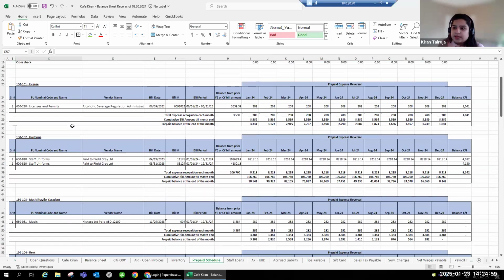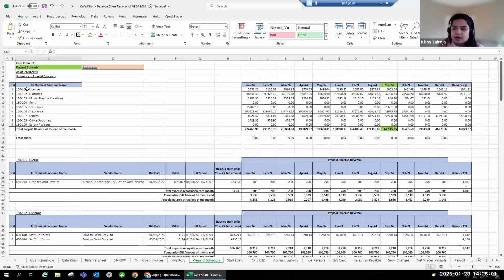A quick example of a prepaid schedule: there are a few licenses that you have to pay in advance. The validity of the license is 12 months. You don't have an option, but you pay. It should not affect your profitability for just one period because this is going to span over the next 12 months or next 18 months. So we try to split that cost between the relevant months of its validity, making sure that the burden is not entirely on one period.